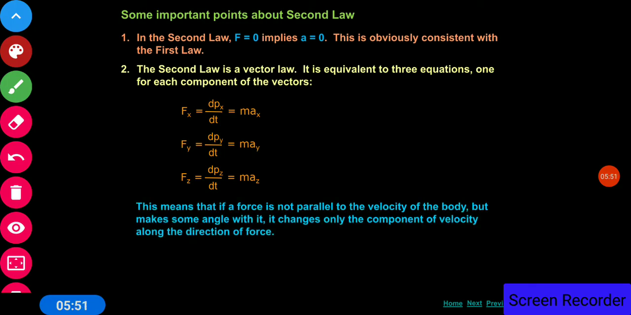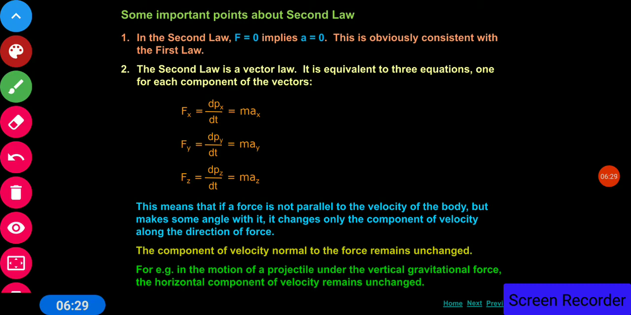= maz. This means that if a force is not parallel to the velocity of the body but makes some angle with it, it changes only the component of velocity along the direction of force. So if the force is not acting along the direction of the velocity, then it will have components, and each component will change only the component of velocity along the direction of the force. And one conclusion comes: the component of the velocity normal to the force remains unchanged.